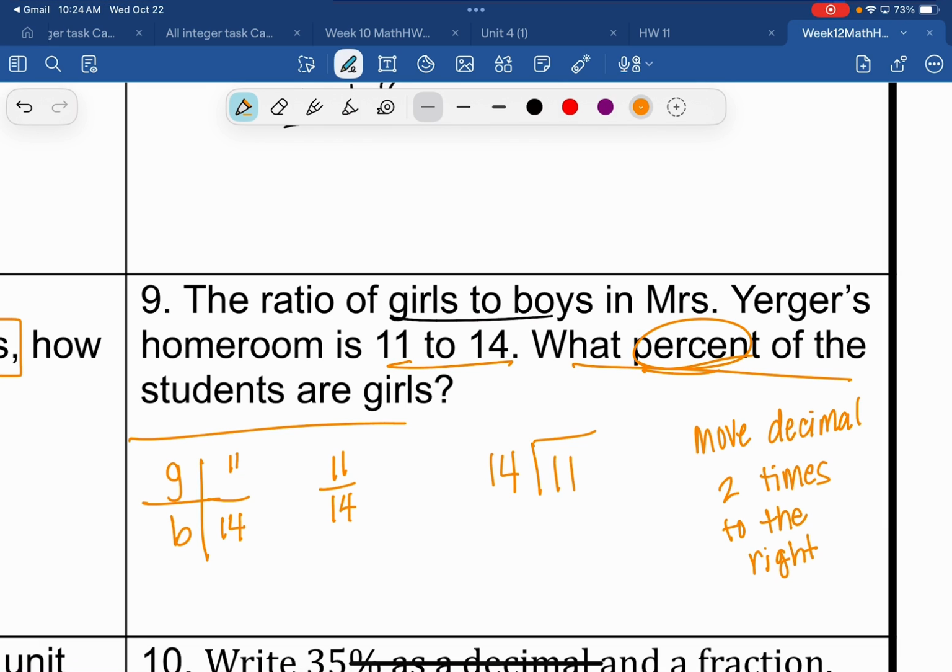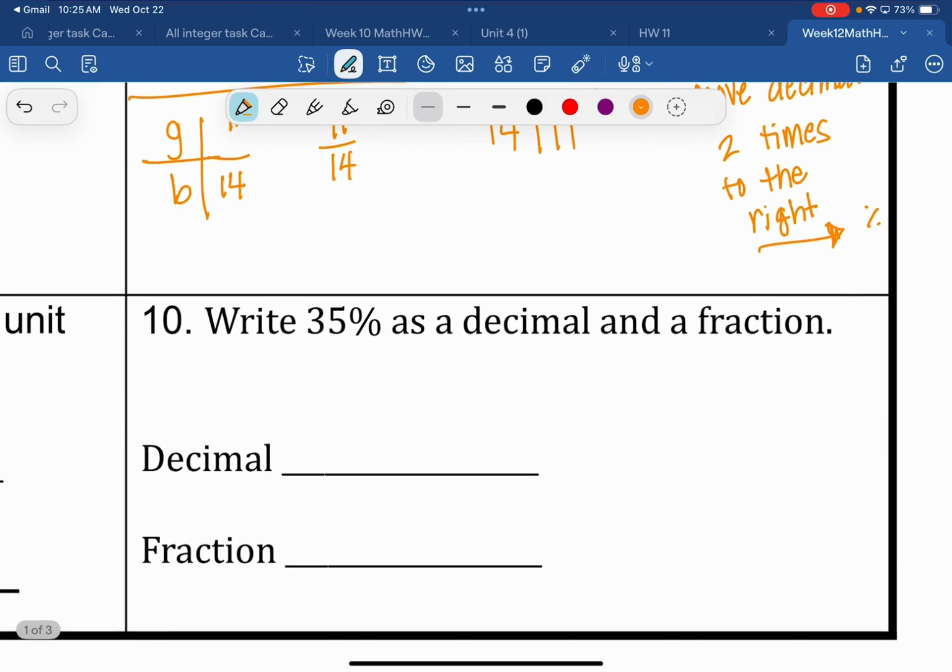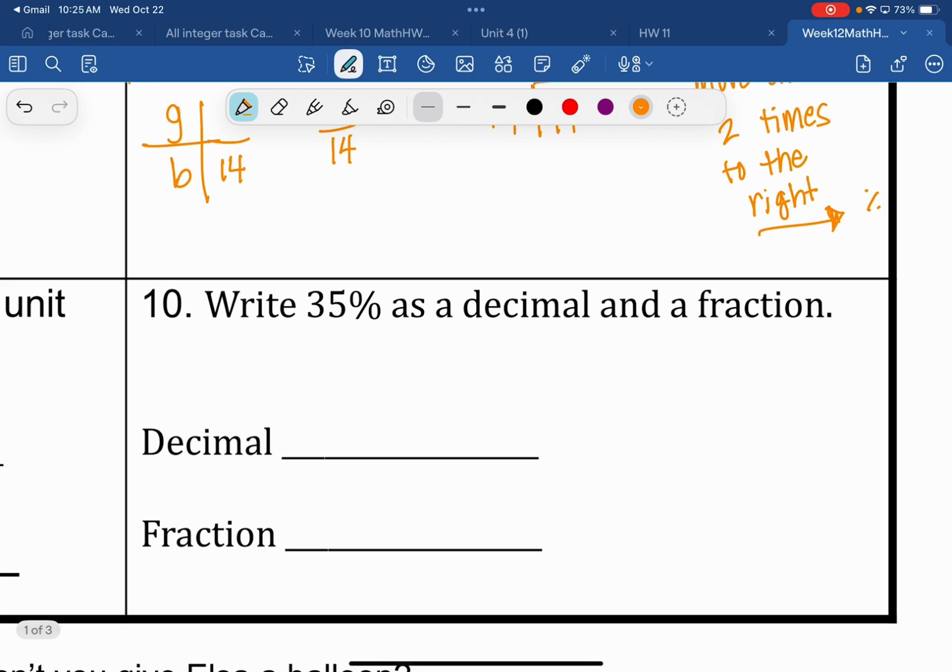When I'm going from a decimal to a percent, I move it to the right. Yes. Whew. Okay, move it to the right, and then add your percent sign. So you would solve that completely. Would you just show her the Post-it note that I forgot to put up? Write 35% as a decimal and a fraction. Okay? So make sure that you do that.